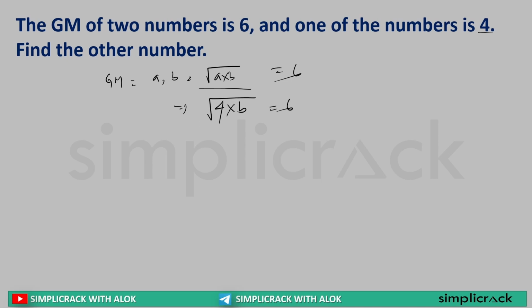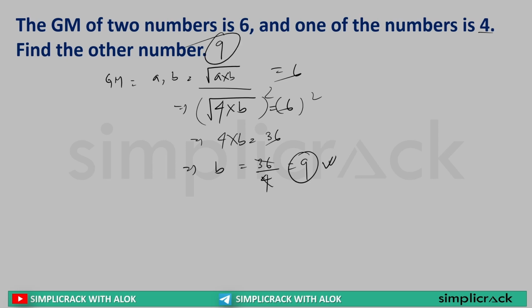Now, 4 into B, their square root is 6. To take out the square root, I will square both sides. Yes or no? If I square here, the square root and square cross out. So 4 into B is equal to 6 square, that is 36. So the next number B is 36 by 4, that is 9. So 9 is the other number. Clear or not? What did we do?